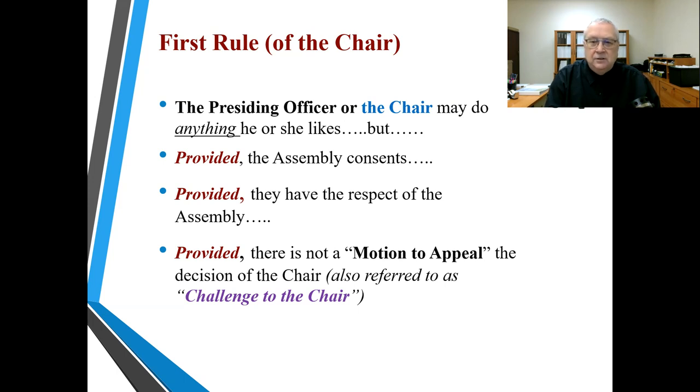If a motion to appeal the decision of the chair or challenge the chair takes place, the motion is made, it is seconded, it is passed by the assembly, whatever decision the chair has made is reversed. Very embarrassing, because the chair is a traffic cop who is working based on the respect of the assembly. So anyone in this role can take some liberties, but does so at the pleasure of the assembly. Now, I'll give you a good example.